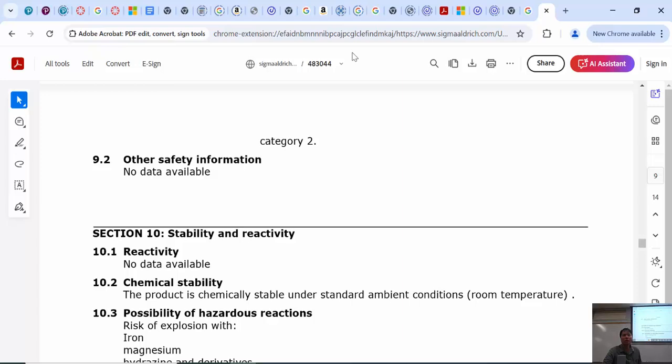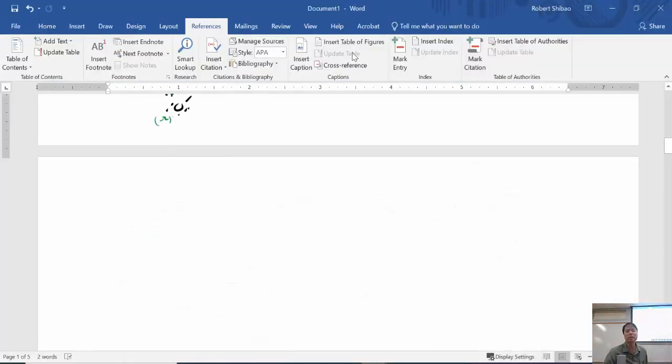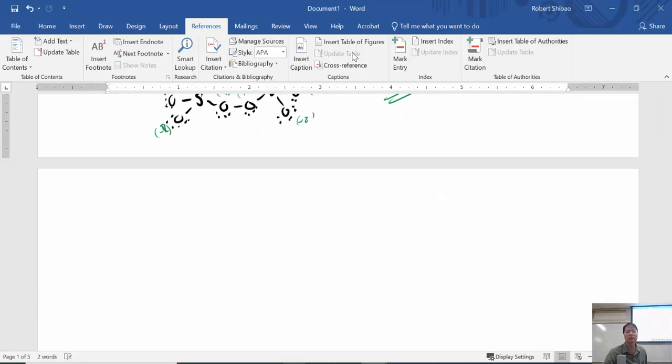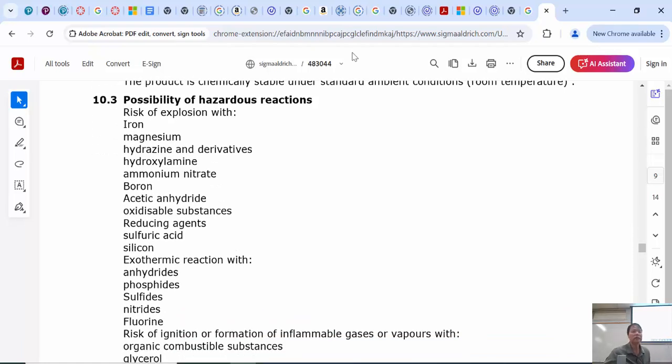So that's the chromium-6. We need to be careful with this, and it is a powerful oxidizer. It can be explosive. Here, actually, I should show you that. One last thing here. Possibility of hazardous reactions. Risk of explosion with good reducers. So if you put iron, iron's a good reducer, you'll get an explosion, potentially. Magnesium is even better. Hydrazine is a good reducer.